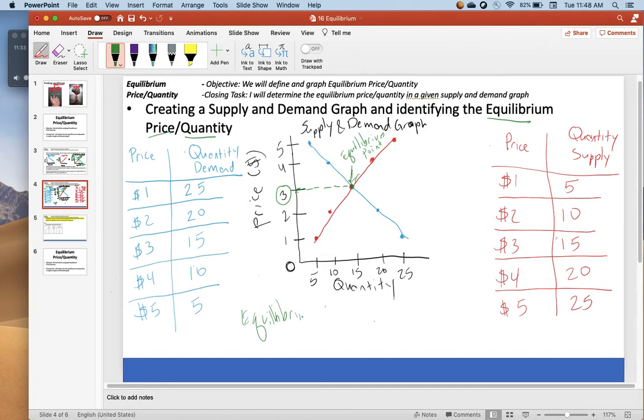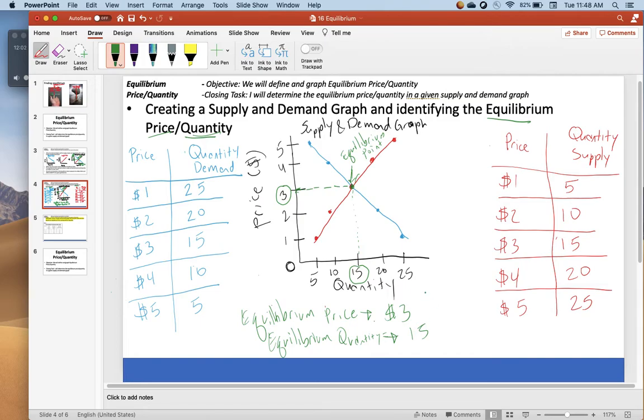price, equilibrium, my God, I spelled it really badly. Equilibrium price is $3. And then my equilibrium quantity, I do the same thing. From the equilibrium point, I go straight down to my quantity at that point, and it is 15. So equilibrium quantity is 15. And there you go.